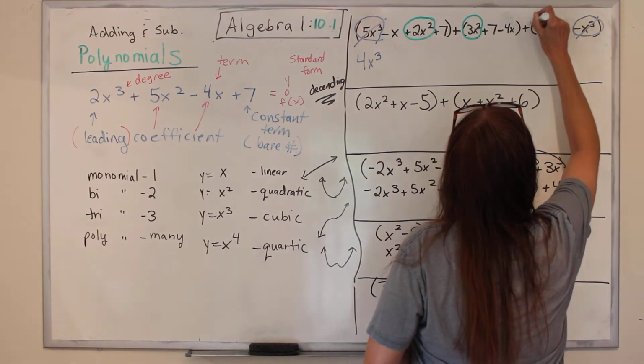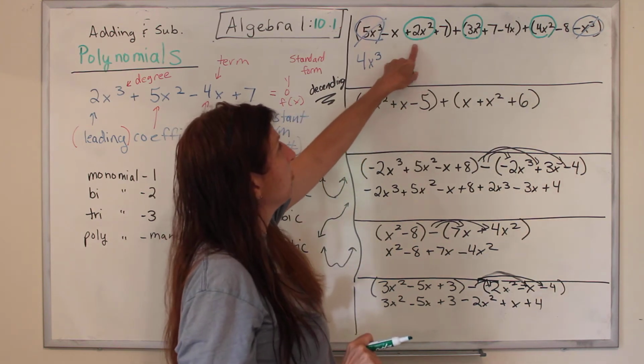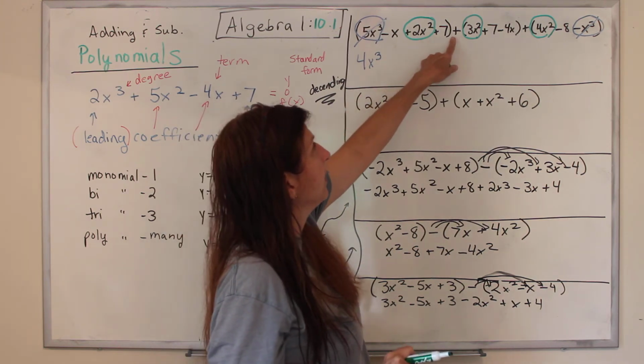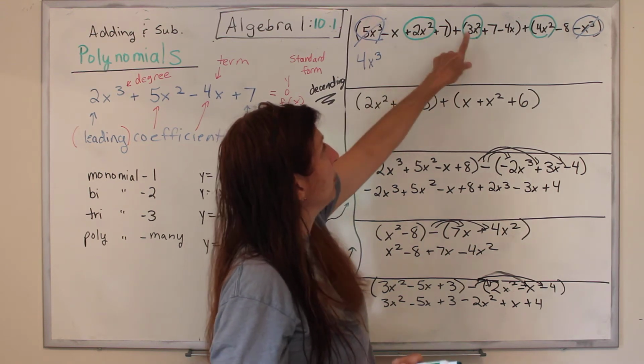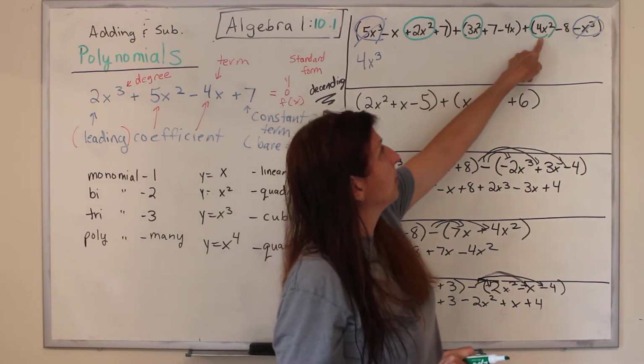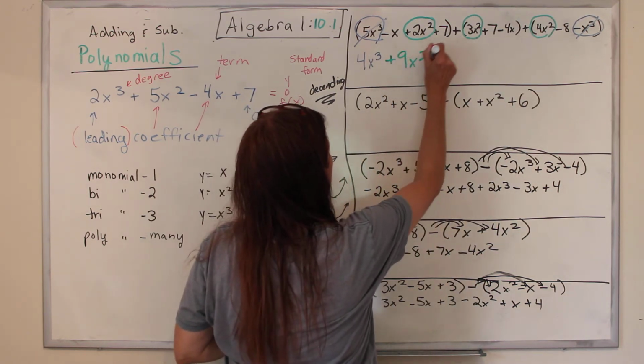There's one right there. Okay. So now I'm going to gather them up. I have plus 2x squared. This plus goes with that. So 2 plus 3 is 5. Plus 4 more is 9. So it's plus 9x squared.